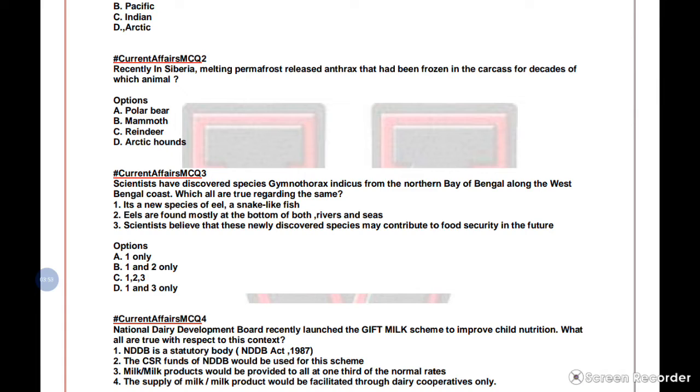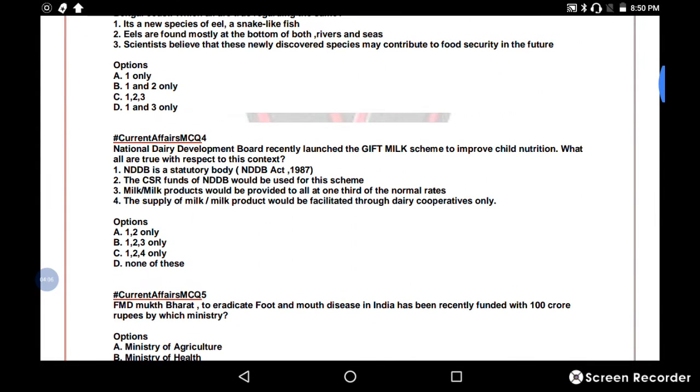Second, eels are found mostly at the bottom of both rivers and seas. Third, scientists believe that these newly discovered species may contribute to food security in the future. So eel, a particular kind of fish; whether these 3 statements are true. And the fourth question, National Dairy Development Board.